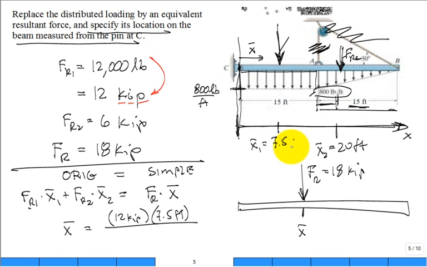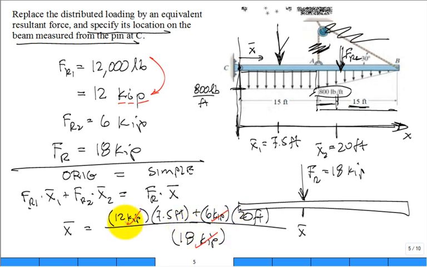I should have put foot on that, shouldn't I? Plus, and I'm going to run out of room, I hate that. Okay, plus the 6 kip times the 20 foot divided by the 18 kip. And I know the units can be cumbersome, but I want to show that they do cancel, and you're left with foot as the right answer. And what does the answer come in at? I can't remember. 11.7 foot. 3 significant digits.